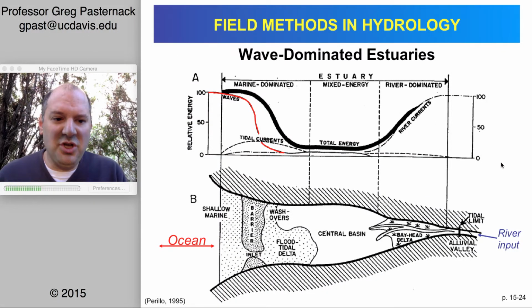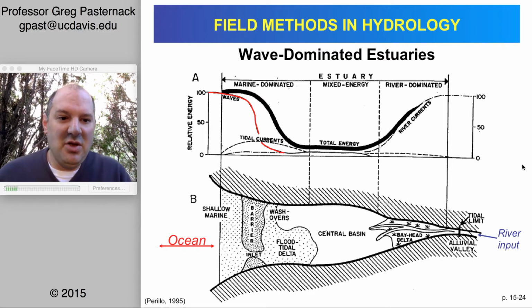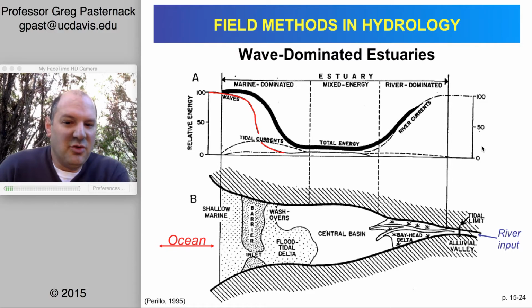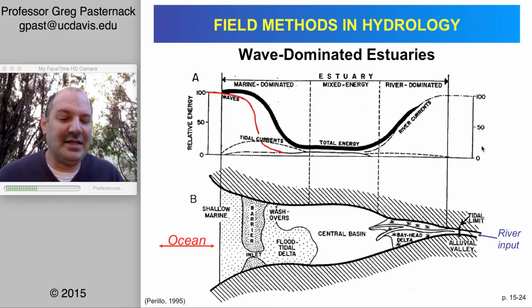Now I want to show you the details of the processes that are taking place and the associated landforms that result for the three different kinds of wave, tide, or river-dominated estuaries. So in the first example, we're going to have the schematic at the bottom, which goes from the river-dominated end on the right to the ocean-dominated end on the left. And in this example, if we look at the top graph, we have the energy going from 0 to 100%, the relative energy of waves, tides, and river processes.